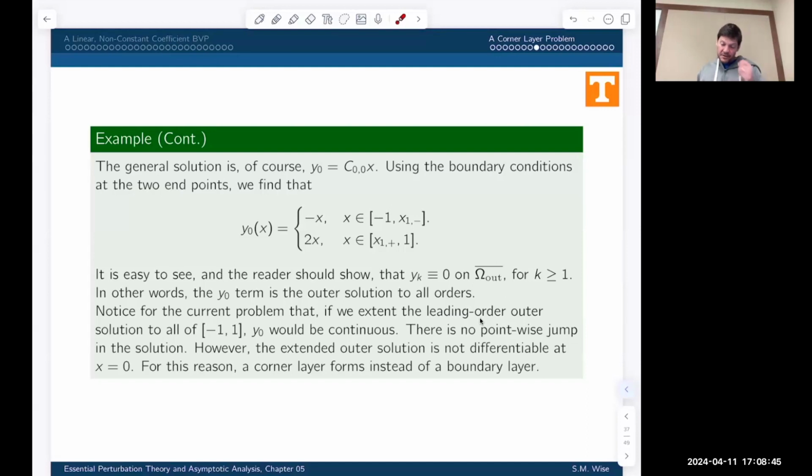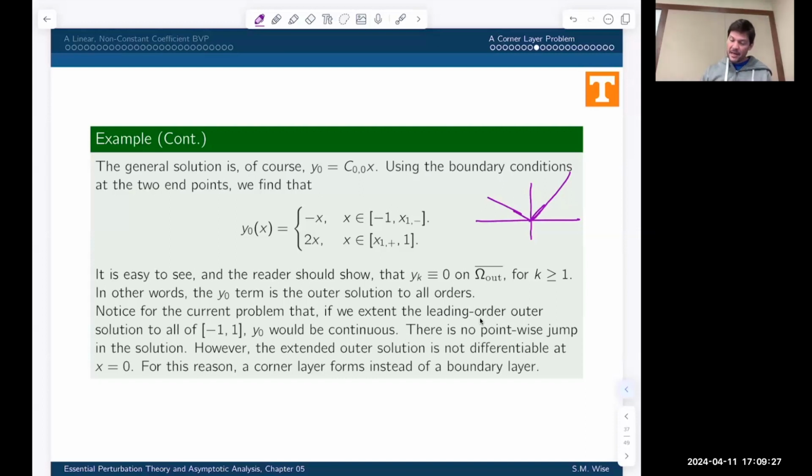Now, interestingly, and this is why we have a corner layer, there's no pointwise jump in the solution when we continue this solution into where we expect the boundary layer to occur at x equals 0. If we continue it in, this kind of defies what we're allowed to do, but it's also important because it's going to tell us the structure of our problem. If we keep going all the way to the boundary layer, we can see that this thing joins up in a continuous way, but not a C1 or C2 way. So we're going to get a boundary or a corner layer for this problem, not a boundary layer.